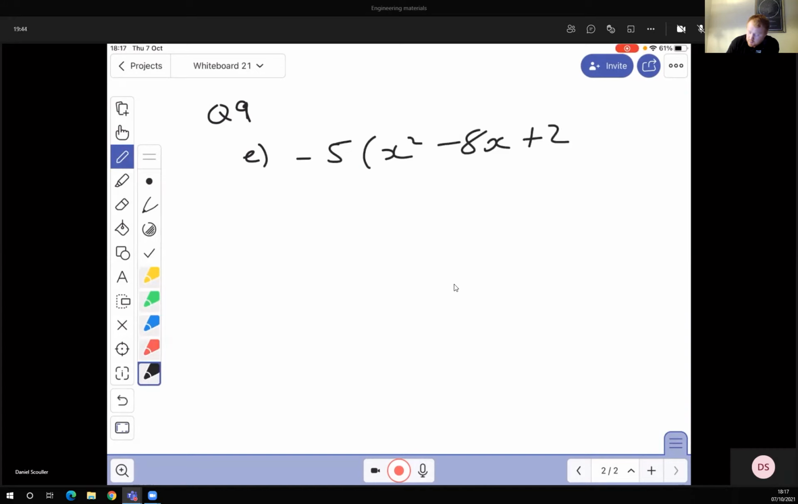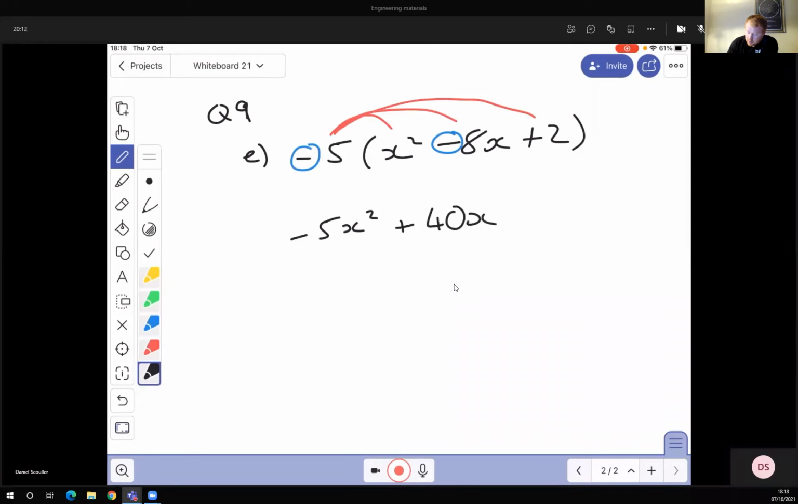Okay, so the question I picked was 9e, and it was just because there was a wee negative in it, and that sometimes throws people. Right, so plus 2. Just breaking that bracket, we're going through multiplying every single part of that expression. So minus 5 times x squared times 8 times 2. So minus 5x squared. Be careful with the symbol, so the negative and the negative. Two negatives make a positive.